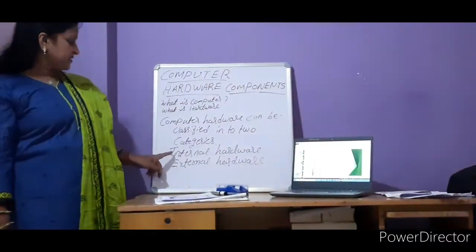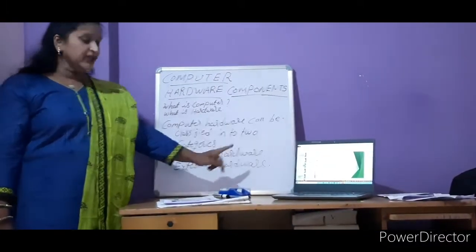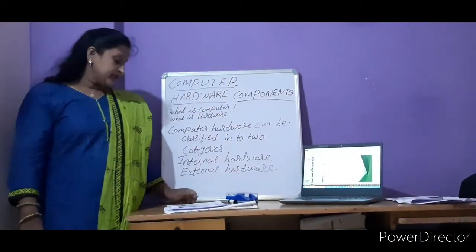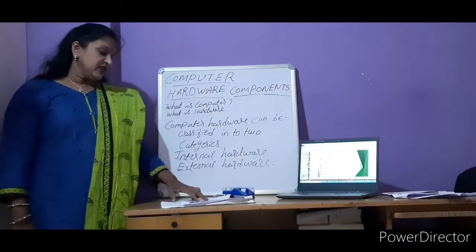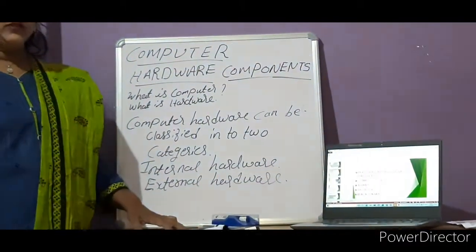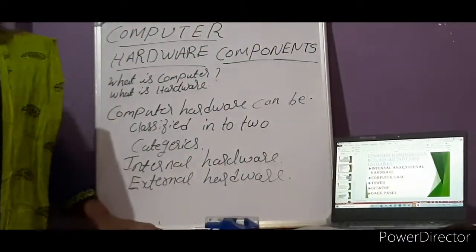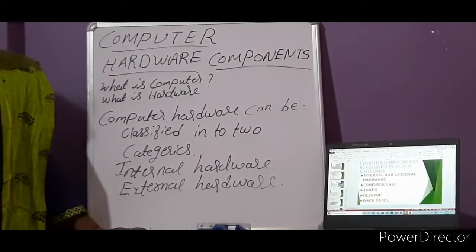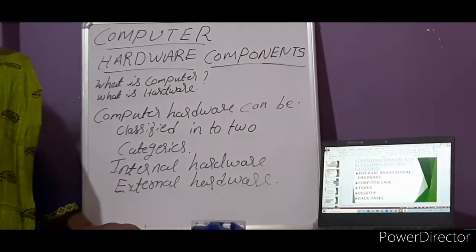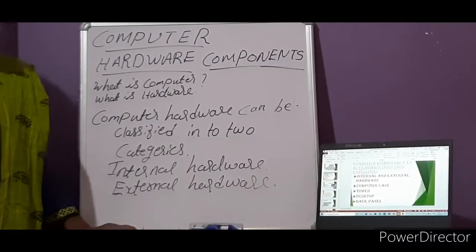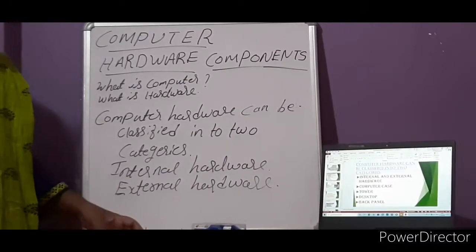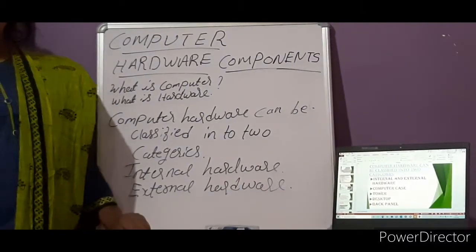Next are internal hardware and external hardware. Internal hardware means the parts inside the CPU computer, like the power supply, motherboard, CD drive, cooling fan, processor, RAM, sound card, video card and the hard disk.